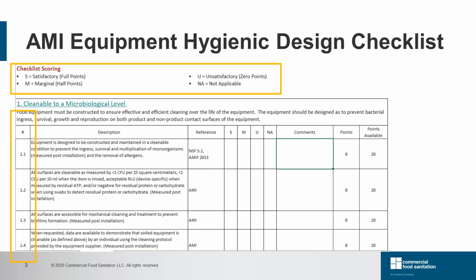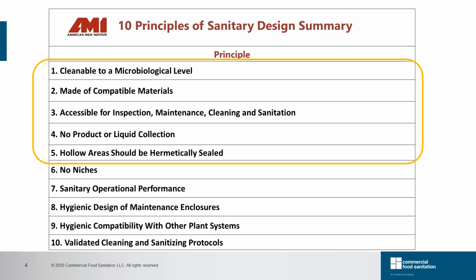At the end, you will have a total score of all 10 main principles, which serves as a good base for setting up a plan for designing out, for instance, or more improvements. Let's go through each principle one by one. Number 1, cleanable to a microbiological level. Number 2, made of compatible materials. Number 3, accessible for inspection, maintenance, cleaning and sanitation or disinfection. Number 4, no product or liquid collection. And number 5, hollow areas should be hermetically sealed.